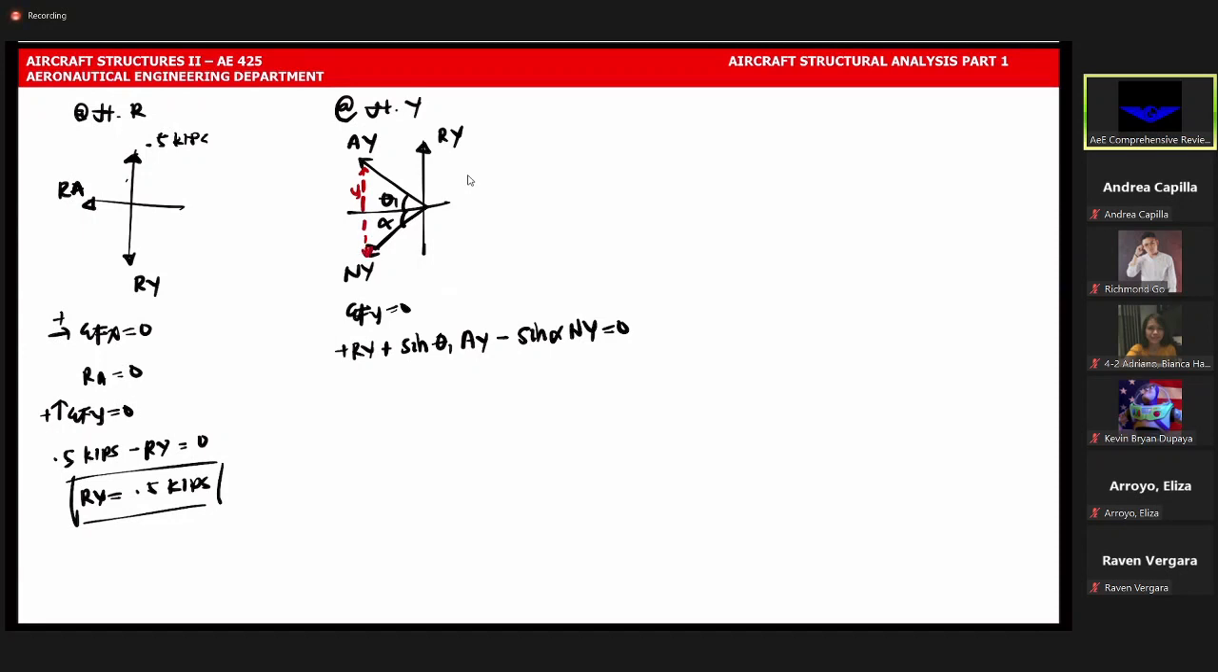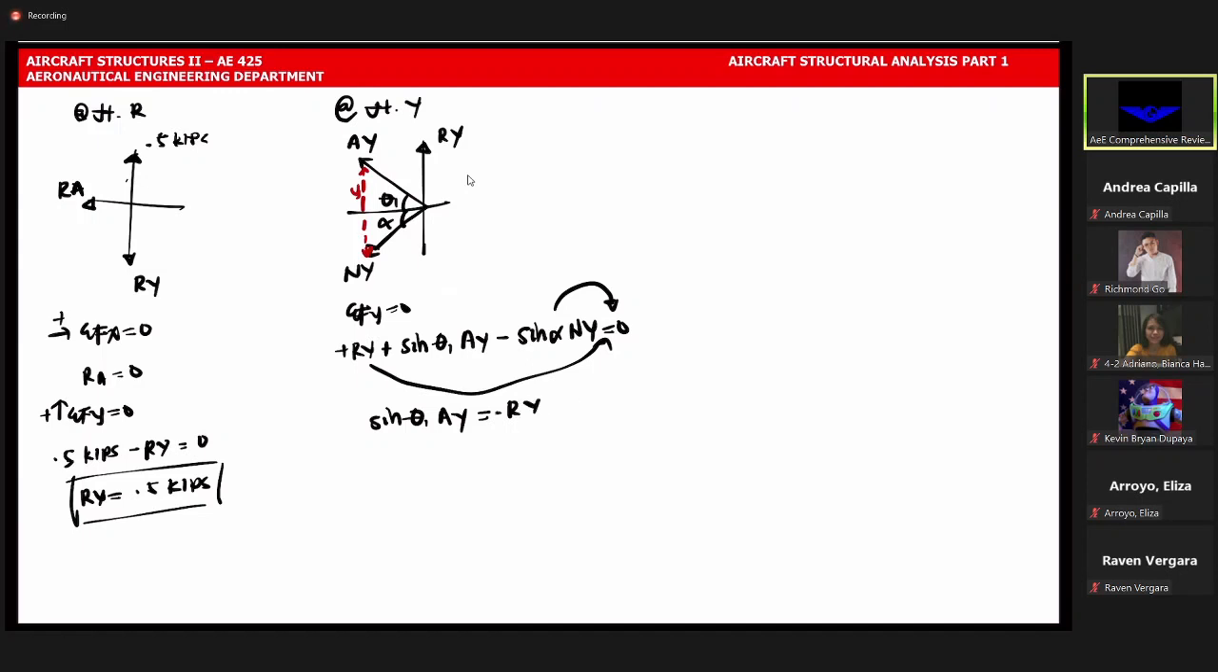So however, dito sa equation is wala kang makukuha kasi dalawa yung unknown. So ibig sabihin mag-equation 1 ka and equation 2. So ilipat natin yung sin alpha NY sa kabilang side and also yung RY. So meron tayong sin theta sub 1 AY is equal to RY plus sin alpha NY.